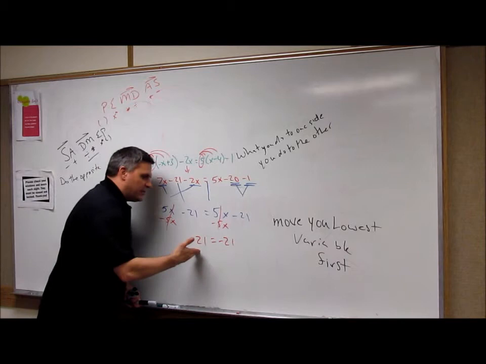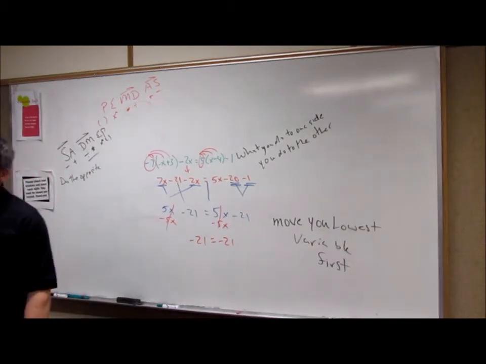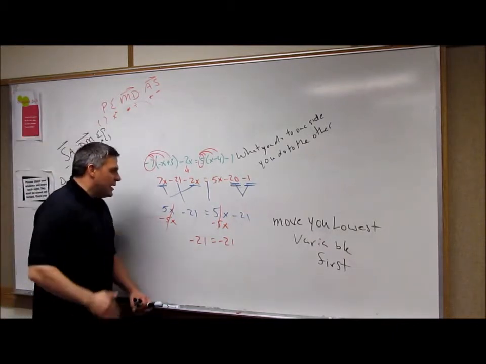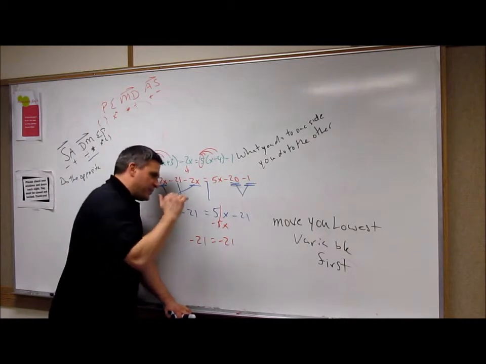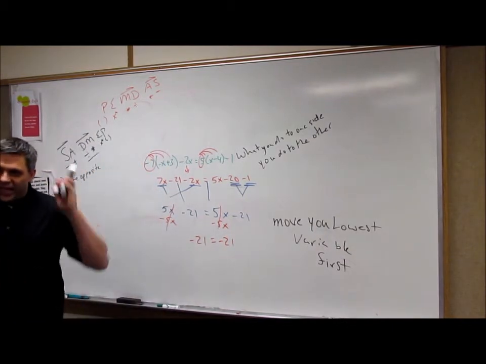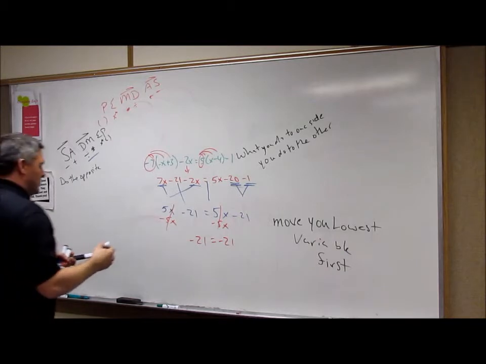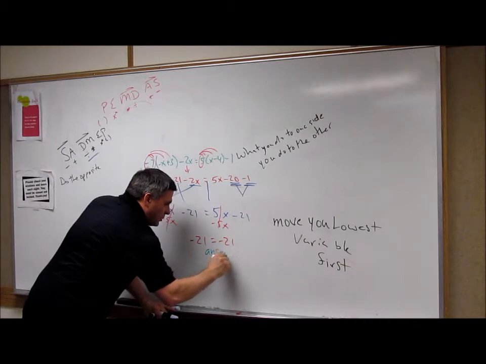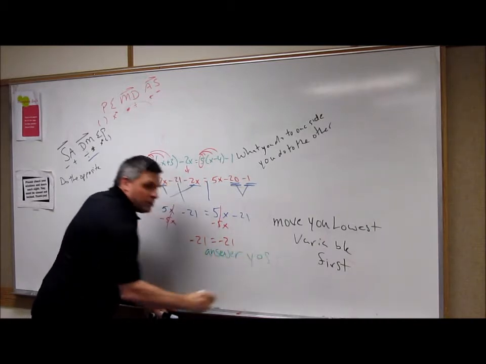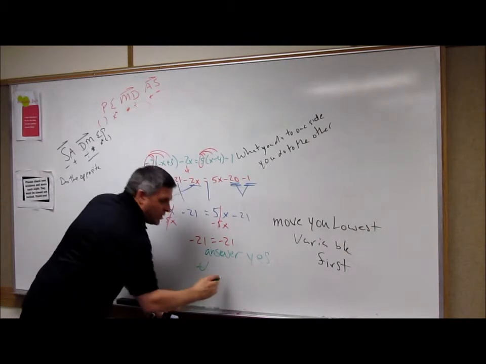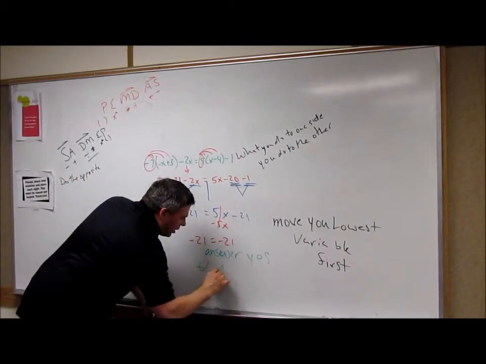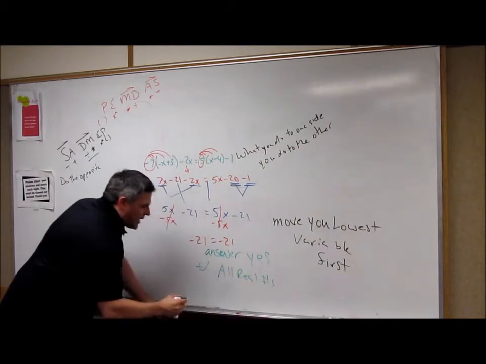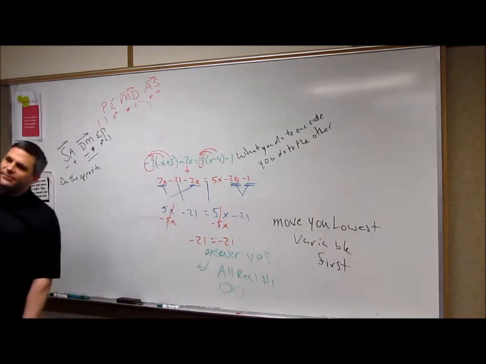Now you get negative 21 equals negative 21. Does negative 21 equal negative 21? Yes. It's the same question as before. Does 5x minus 21 equal 5x minus 21? Yes. If the answer is yes, then that means you have all real numbers. Or what I like to say is, your answer is infinite.